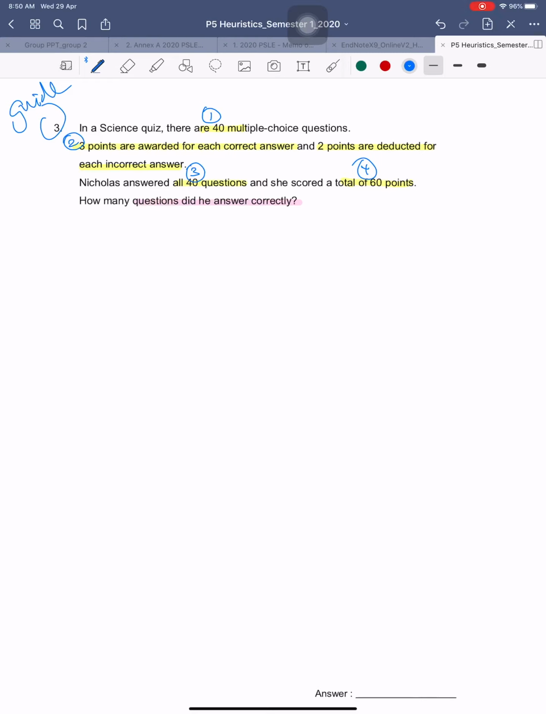Okay, so let's try the first method. Method number 1, which is list and check. Okay, list and check. Now, of course, for list and check we will draw a table. So maybe let me just draw my table first. You can actually get ready your ruler and your pencil.